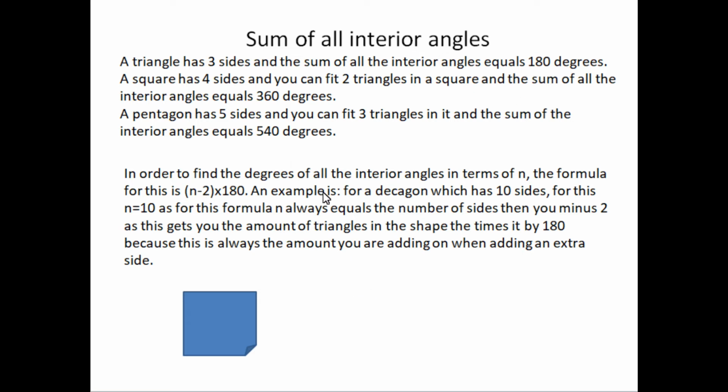But here I've done 10 sides, for example, which is a decagon. So n this time equals 10. In the formula, n always equals the number of sides, then minus 2 gives the amount of triangles. So 10 minus 2 equals 8, and then 8 times 180 equals 1440. So it works. This formula is a good formula to remember for maths.